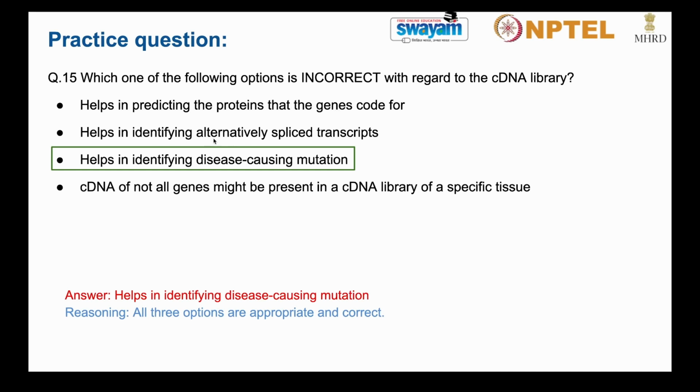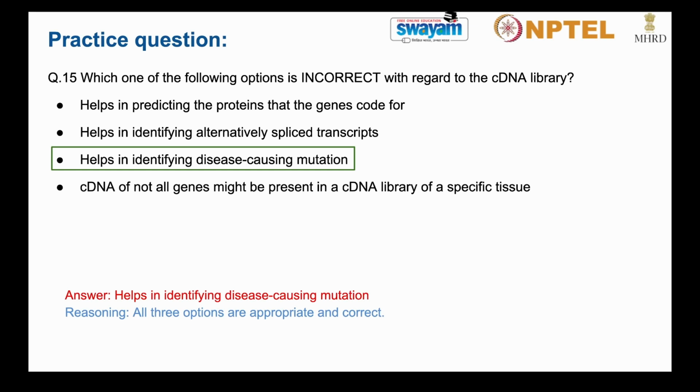Then comes helps in identifying alternatively spliced transcripts. I hope you are aware of alternatively spliced transcripts, and if you are not, then I'll just explain in brief. As the name suggests, alternatively spliced transcripts means the RNA which is spliced, and it is spliced alternatively. For example, let's assume there are a total of 5 exons present in a transcript, or mRNA, or pre-mRNA if you take.